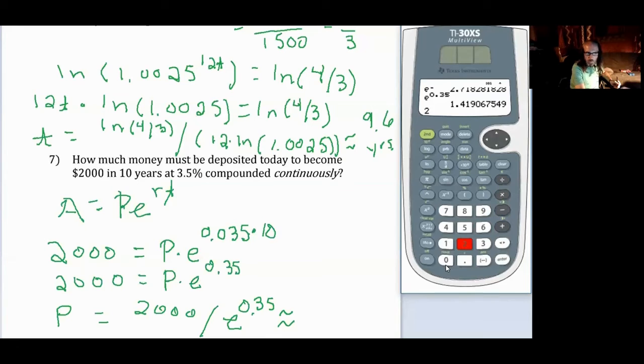And I'll do the same thing of rounding to 2 places, because we're talking about US money. So that's going to be 1409.38.